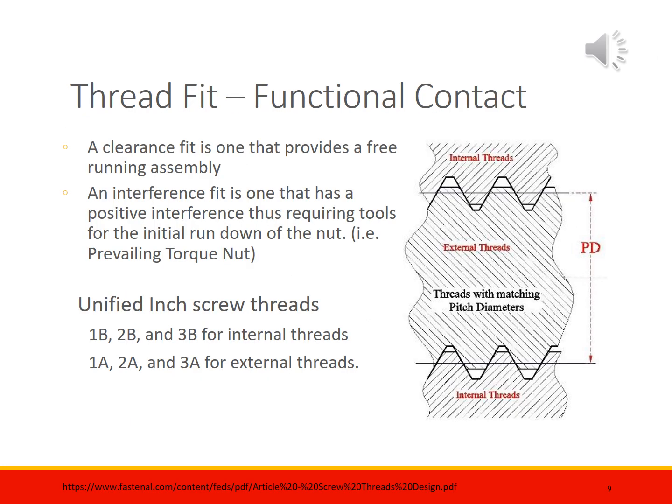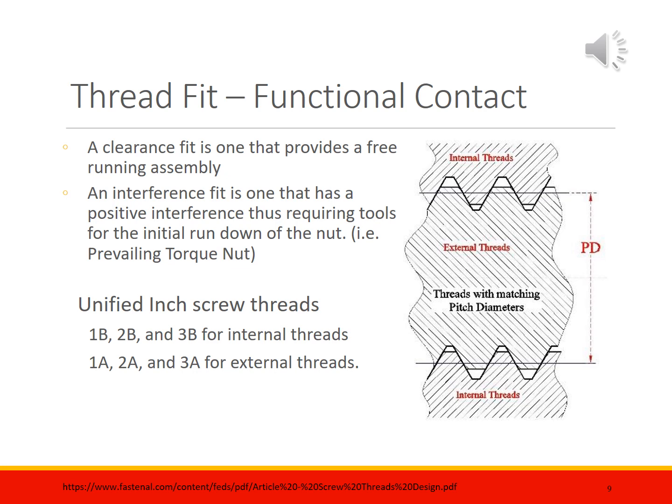So functional fits, functional gauging, functional contact, right? Thread fit is a combination of allowances and tolerances to measure the tightness or looseness between a nut and a bolt. A clearance fit is one that provides free running assembly. It's your standard spin the nut on the stud, spin the nut on the bolt thing, right?